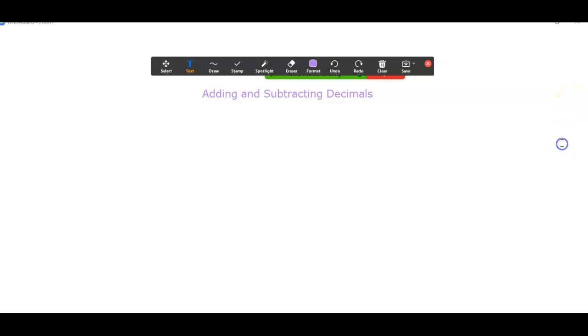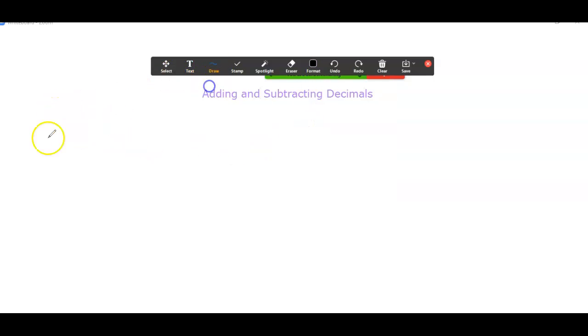All right, so today we are going to learn about adding and subtracting decimals. The process of adding and subtracting decimals is exactly like whole numbers. The only difference is lining up decimals. So let me just give you a quick reminder, okay?